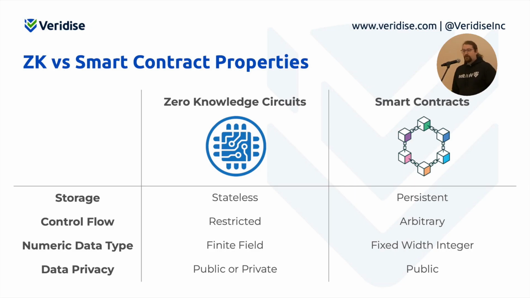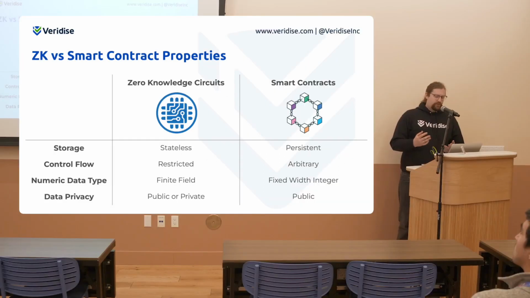Okay, so first let's talk a little bit about the execution model, because as I'm sure many of you are aware, Aleo integrates zk with traditional blockchain smart contracts. However, there's kind of an awkward synergy between these two types of technologies. So in particular, zero-knowledge circuits are stateless. They have restricted control flow, which means you can't do arbitrary looping behavior and conditionals. In addition, they use finite fields as their numeric type versus integers. And they also allow for data privacy.